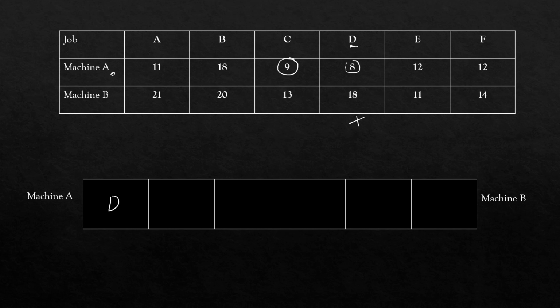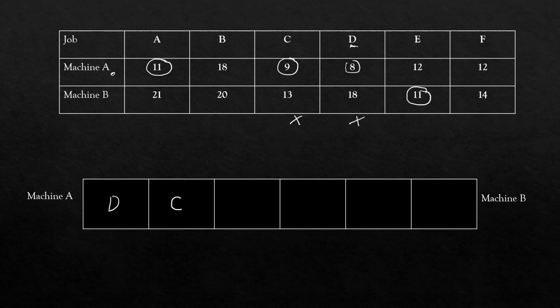And 9 also corresponds to machine A. So after D on machine A, C job will be processed. Now this column gets eliminated from this matrix, right? Now out of the remaining values, 11 is the minimum value and there is a tie between the two jobs, right?